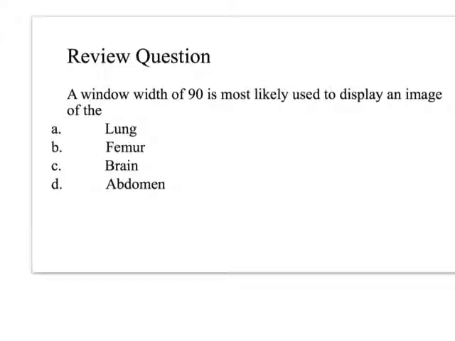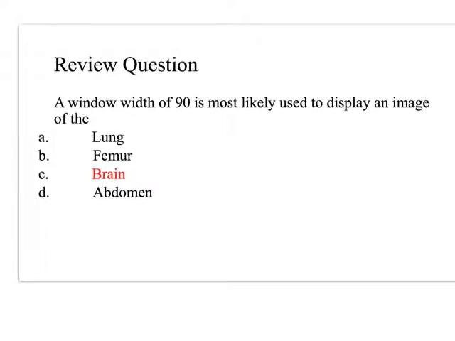A window width of 90 is most likely used to display an image of what? So we're thinking about what level we're looking at, right? For abdomen, we might look at a window level of about 50, 60. If we're looking at lung, we're going to want that level to be negative, right? If we're looking at bone, we're going to want that to be pretty darn high, right?